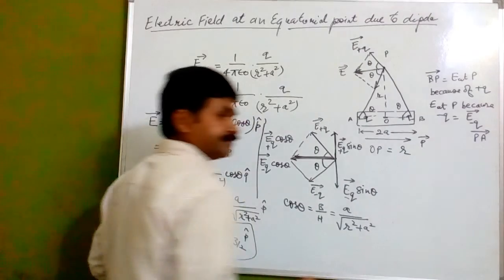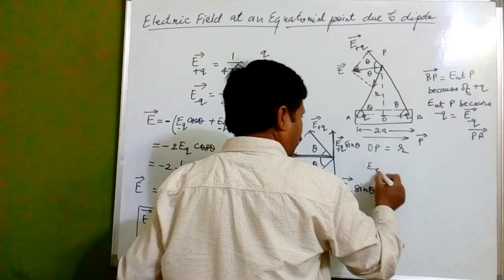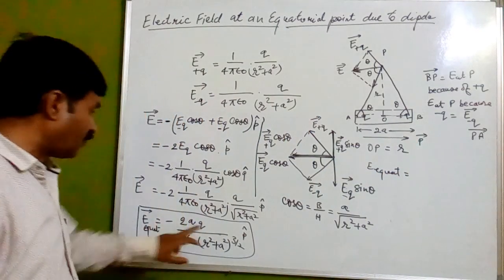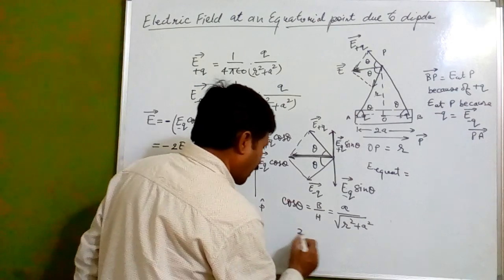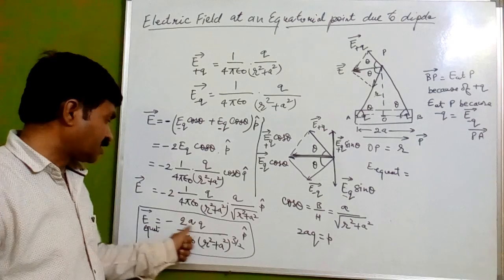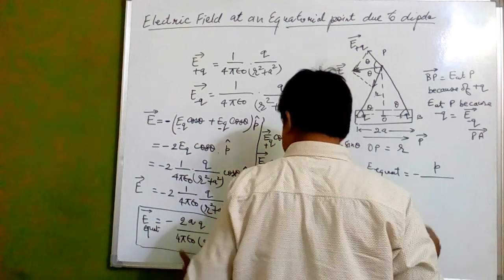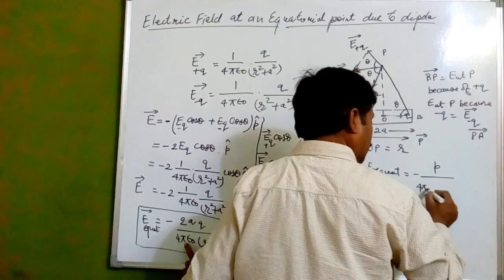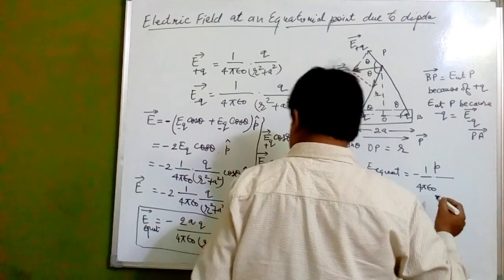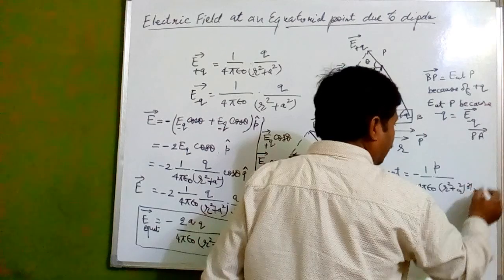Now here we have got this E equatorial, which has 2aq. We know what is 2aq: it is the dipole moment P. So we are replacing this 2aq by P. So P under root, 1 upon 4 pi epsilon naught is there, multiplied with this P, and this has become r square plus a square whole to the power 3 by 2.